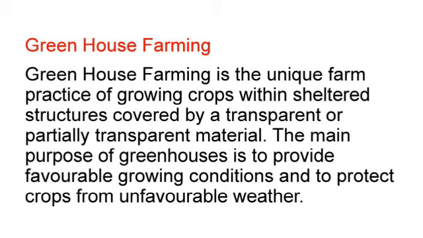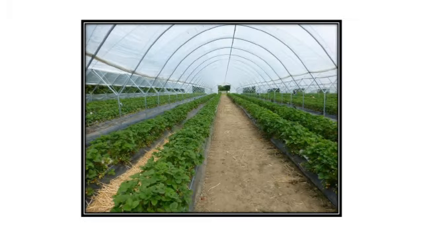So, greenhouse farming is very popular, wherein energy is saved and then used for growing crops, because the energy is saved through greenhouse gases. They absorb the heat and that heat is used, so they cover with transparent or partially transparent material. The main purpose of greenhouses is to provide favorable growing conditions. So as you know, greenhouses are basically made to make sure that there are favorable growing conditions.